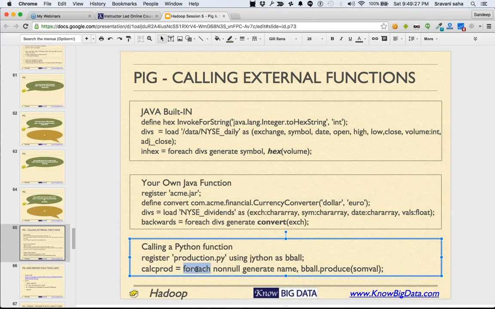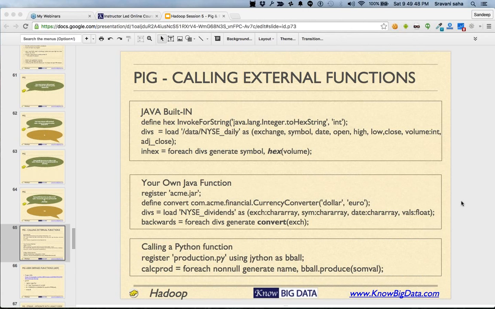We are saying for each data set, generate name, comma, this. What does it mean? It means we are executing the produce function of the production.py file on this particular value. All we are trying to demonstrate is that you can call any external library very easily.